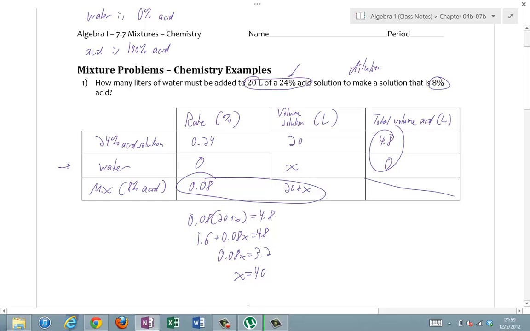Okay, so 40. X is 40. X is the number of liters, so we need 40 liters of water. Question answered. Complete sentence. Subject, verb, period, circle, done.